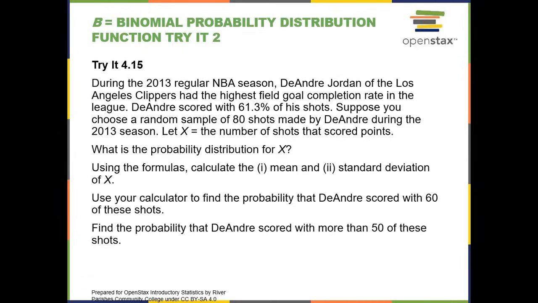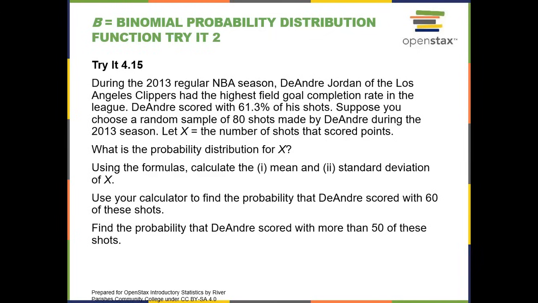This is a binomial distribution because there are only two possible outcomes. Either you made the shot or you do not. Okay, so two outcomes possible, so it is a binomial distribution. Using formulas, calculate the mean. So n equal to 80 times the probability of success will be your mean. 80 multiplied by 0.613 is 49.04.